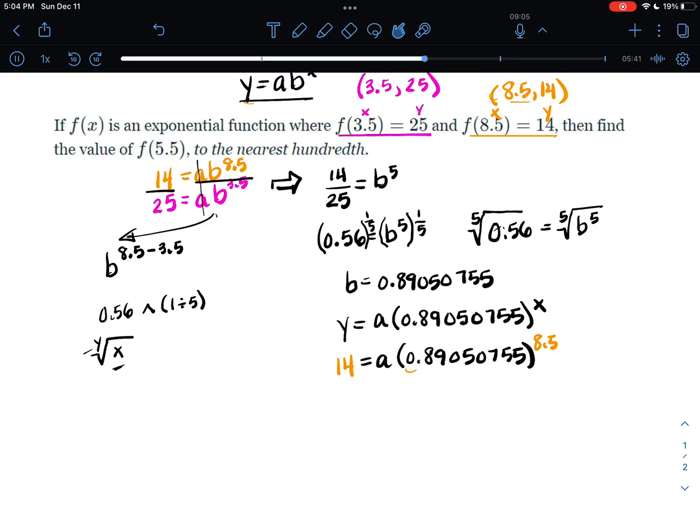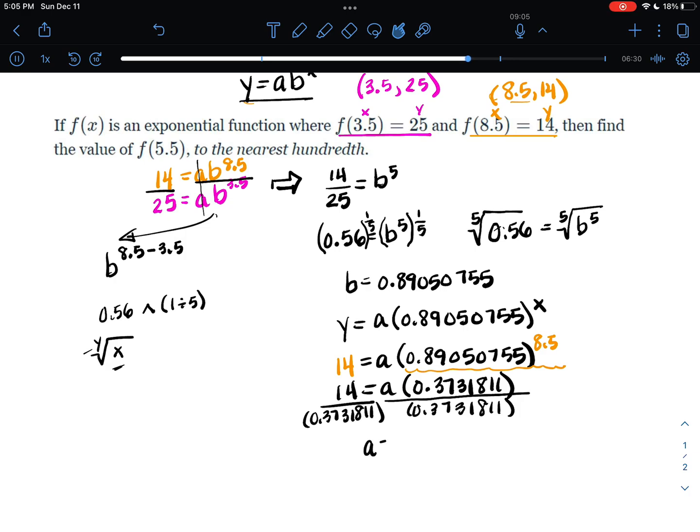The next thing we want to do is put this part of my equation into my calculator. When I solve for that, I'm going to end up with 14 equals a times 0.89050755 to the 8.5 power, which ends up being 0.3731811. In order to fully solve for a, I'm going to need to divide both sides by that value. So I'm going to divide my 14 by 0.3731811. And when I put that into the calculator, my value for a becomes 37.51529707.